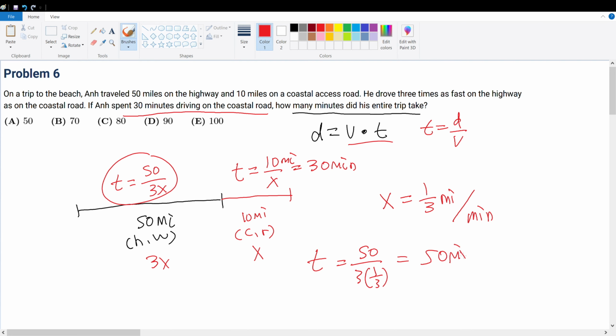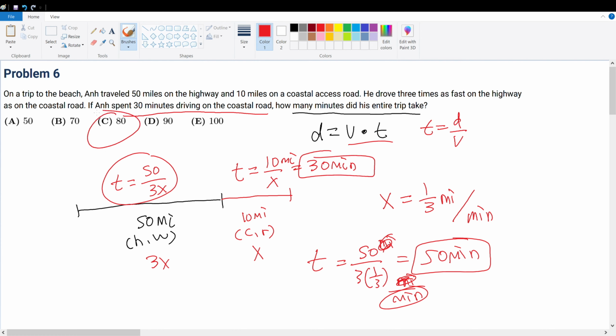Or rather 50 minutes, right? Because this is in units of miles per minute, and this is in terms of miles. So the miles and miles get canceled, and we're left with minutes. So that's 50 minutes for the highway, and that's 30 minutes for the coastal road. 50 plus 30 gives 80. Your final answer is answer choice C.